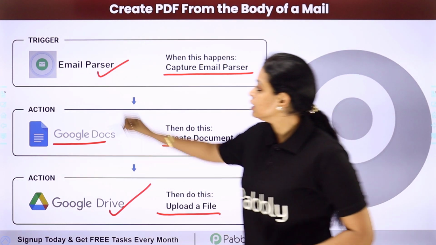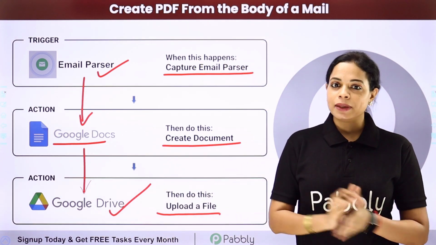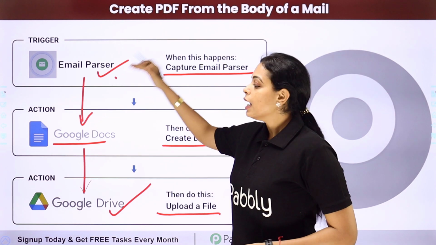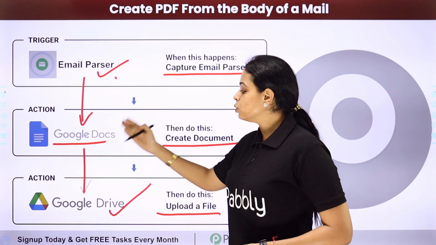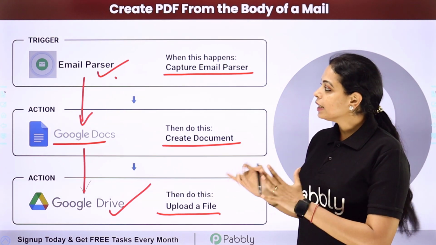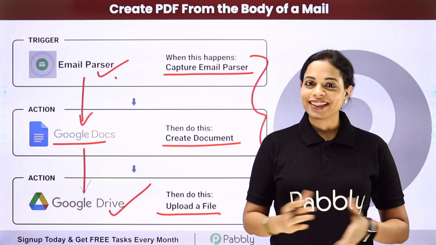For this, we will have to integrate all these applications, and the same thing can be done using Pabbly Connect software. So here your trigger application will be Email Parser, and your action applications will be Google Docs and Google Drive. Now how can you integrate and automate this entire process yourself? To understand that, let me take you to my screen.